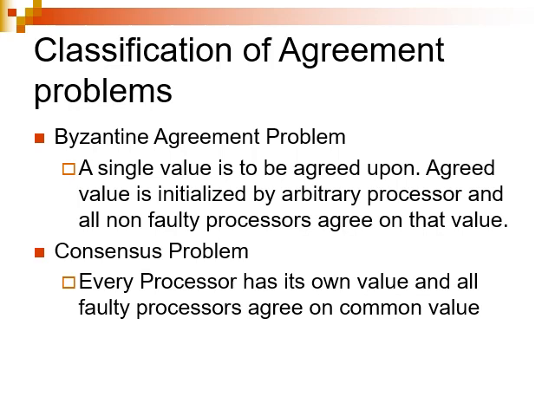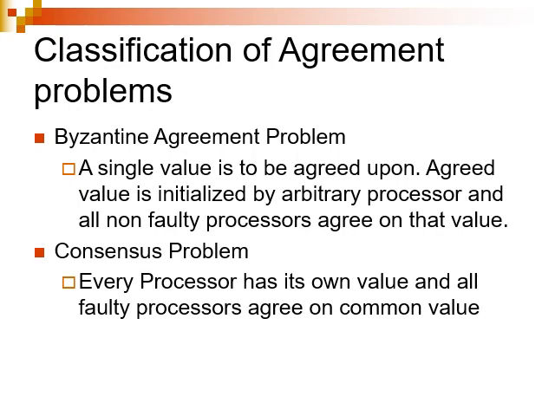Then, classification of agreement problems, or we can say consensus algorithms. The first type of agreement problem is called the Byzantine agreement problem. In the Byzantine agreement problem, a single value is to be agreed upon. All the nodes will agree on a single value, and the agreed value is initially proposed by an arbitrary node, or we can say primary node or source node.